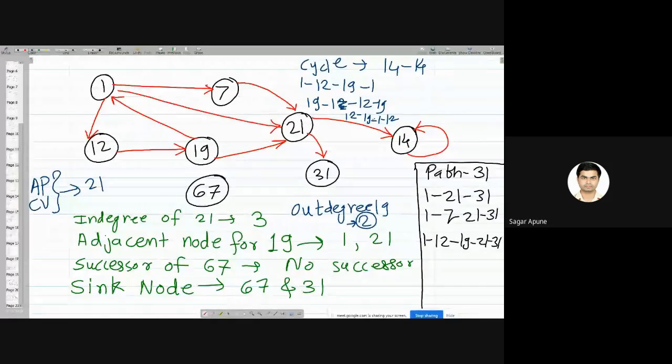So here we completed our whole syllabus from units 1 to 5.